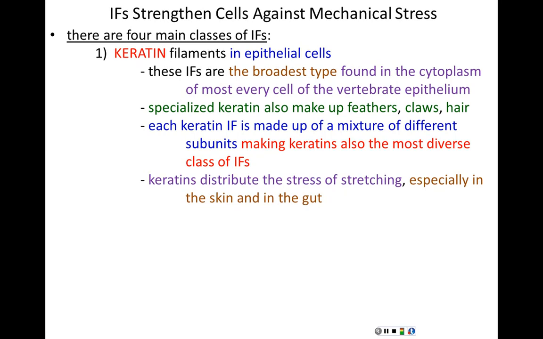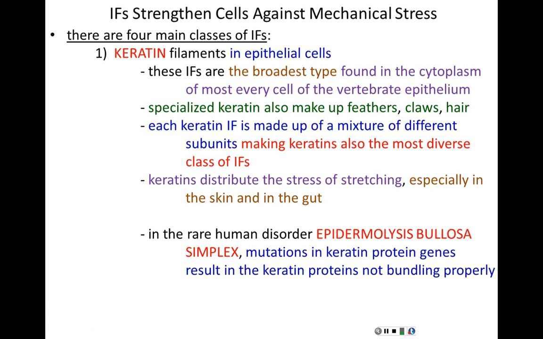Like all intermediate filaments, keratins distribute the stress of stretching, especially in epithelial cells, like the skin and like the gut. There's a disorder in humans called, and I'll do my best here, epidermolysis bullosa simplex. This is a genetic disorder. It stems from a mutation in keratin protein genes, so in some of the genes that encode the keratin proteins. And this mutation results in the keratin proteins not bundling properly.